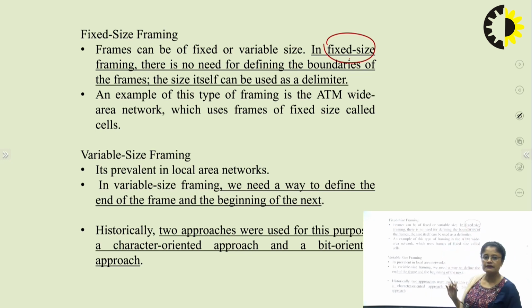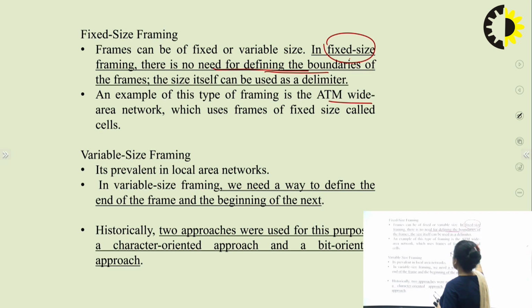If the size is fixed, then it is agreed upon by both the sender and the receiver what the size of the frame is. So we don't need to define the frame size with every transmission. That is not required because the frame size is fixed and agreed upon. An example of fixed size framing is the ATM WAN network, which uses frames of fixed size.